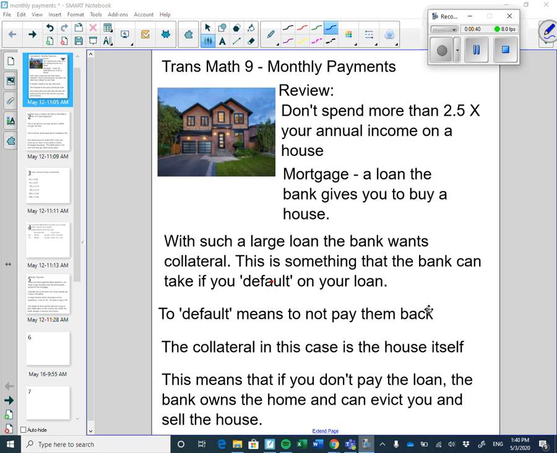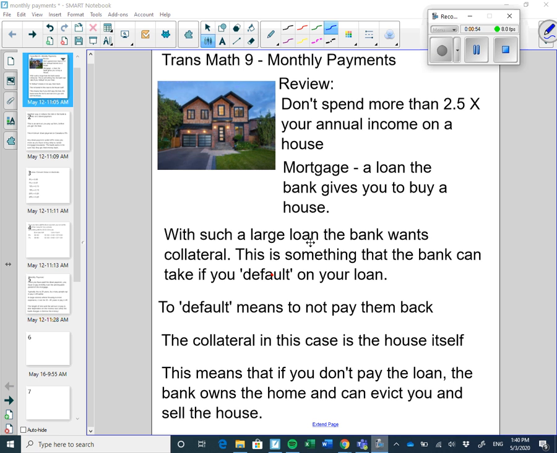And this means that if you don't pay the loan, if you miss payments, the bank will own the home and can evict you and sell the house to get their money back. So when you buy a home, you don't truly own it until you've made all the payments to the bank. Typically, that might take 25 years or so.